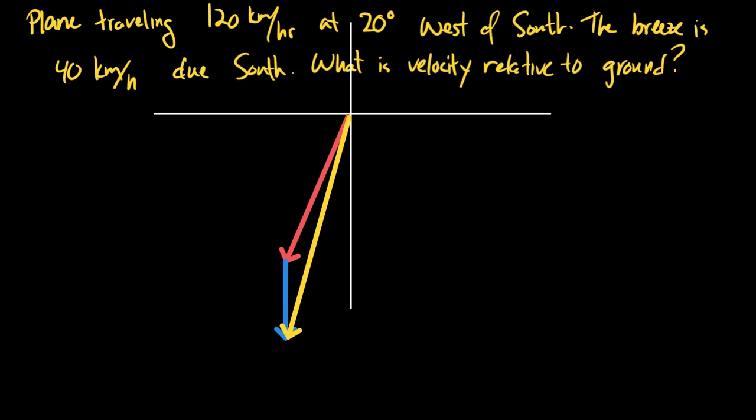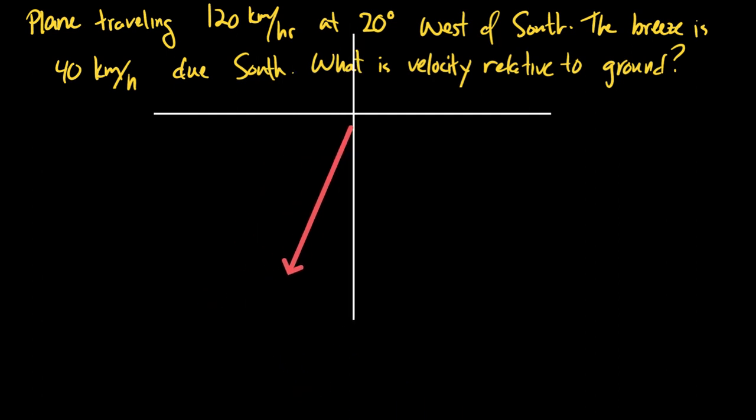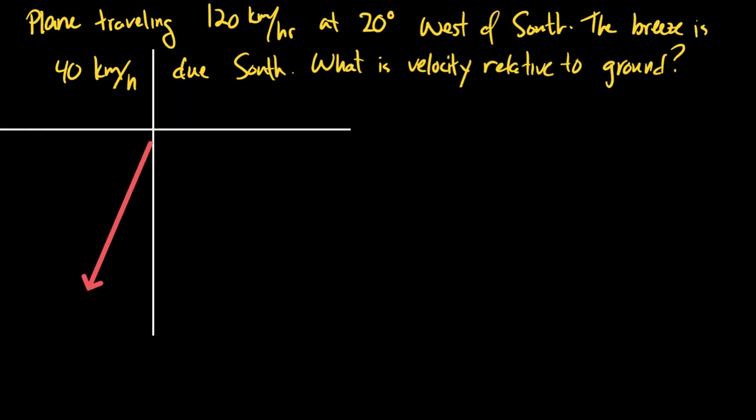Now, the truth is, we want to find the yellow arrow that represents the resultant velocity of the plane. But to do so, we need to add together like components. We need to convert everything into rectangular. So we'll work one portion of the problem at a time. We'll start with the plane.